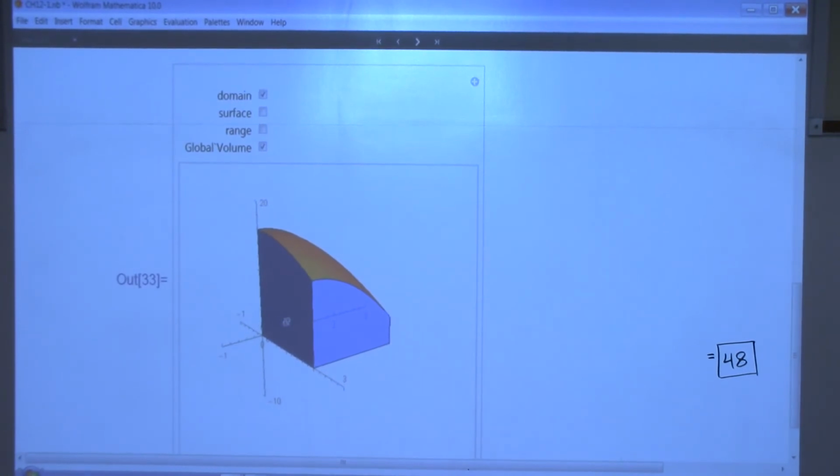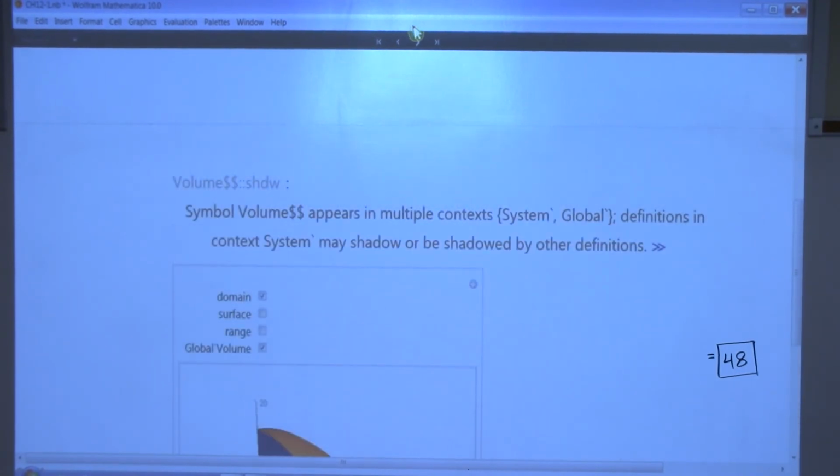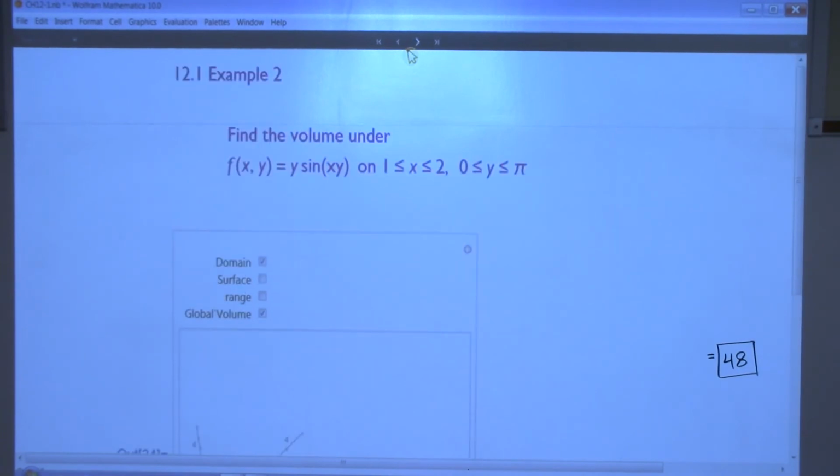Now, we went with respect to x first, didn't we? What would have happened if we went with respect to y first? We should get the same answer. I won't do it, but you can check for yourself.